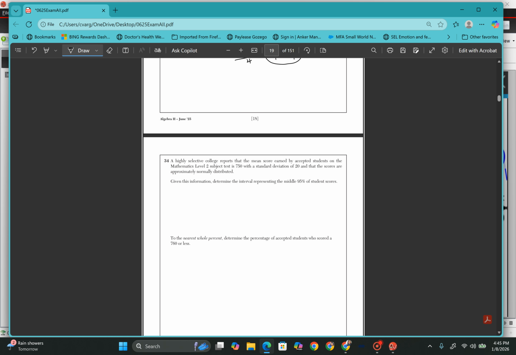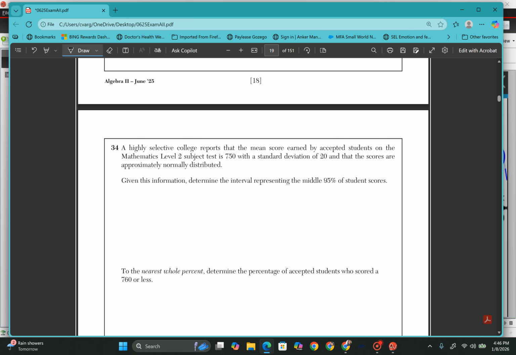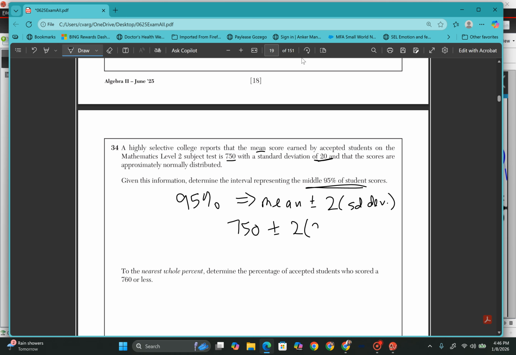Okay? Question number 34. This one also we have not covered, but this is another question with the middle 95% of scores, right? We just did this. So this is also a 95% confidence interval. It's always going to be the mean plus or minus two times the standard deviation. So do we have a mean here? Yeah, the mean is 750 and the standard deviation is 20. So we're going to do 750 plus or minus 2 times 20.